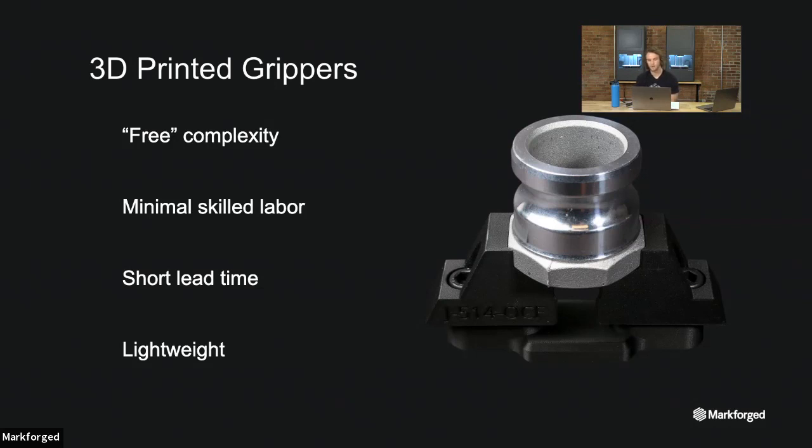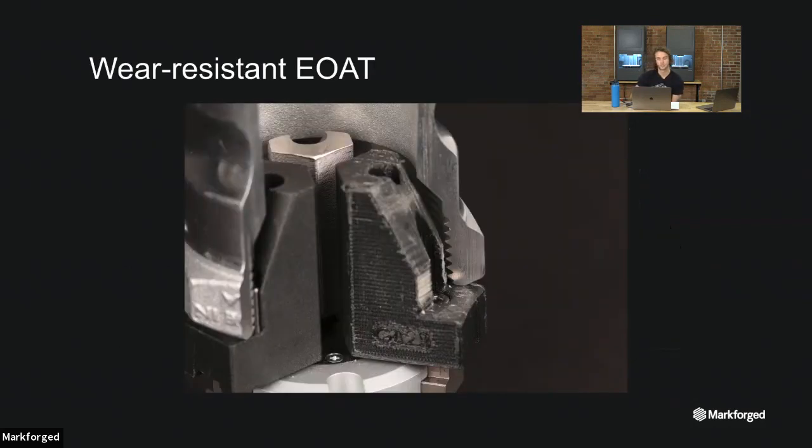But one thing to note is that they can wear out. Here's an example of an Onyx gripper jaw, and you can see it's interfacing with the inside of this coupling where there's threads. This repeated interfacing with the threads is causing wear on the surface of the Onyx. You can see it's wearing in the same pattern as the threads.